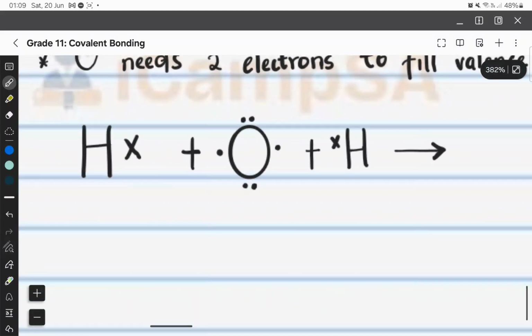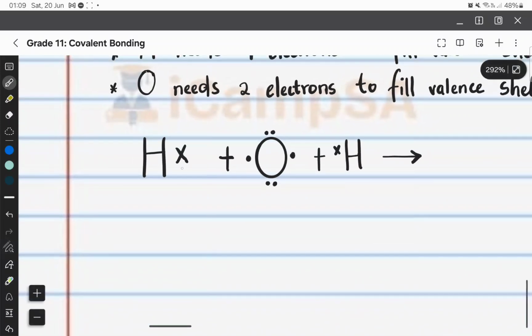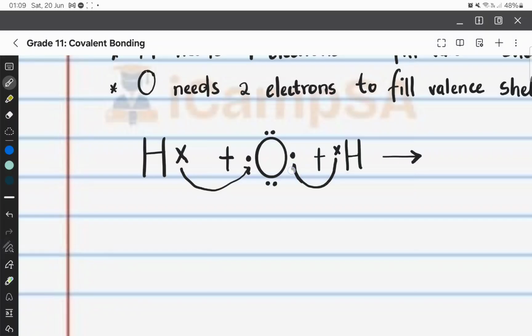Now, if you check, these two are hanging. They don't have a pair, so that's why they will participate in this covalent bond. This one will share with that one, and this other hydrogen electron will share with the other oxygen electron that's without a pair, without a partner. That's what it would look like.